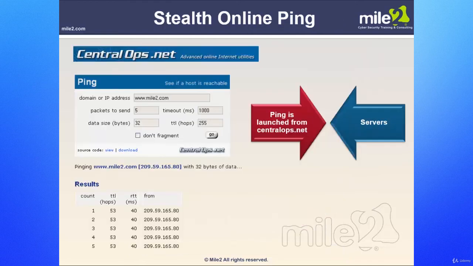So we have what's called a stealth online ping, which basically allows us to ping another machine from another IP address. Here we're doing it from the centralops.net site, which allows us to go out there and ping another machine. What then happens is that the machine we're pinging identifies where the ping is coming from, and it's going to pick up the IP address of centralops.net and not the IP address we used to ping from. So in general, we refer to that as a stealth online ping.